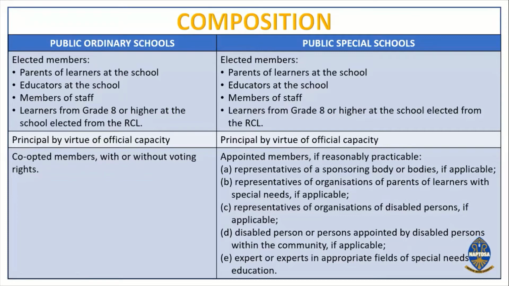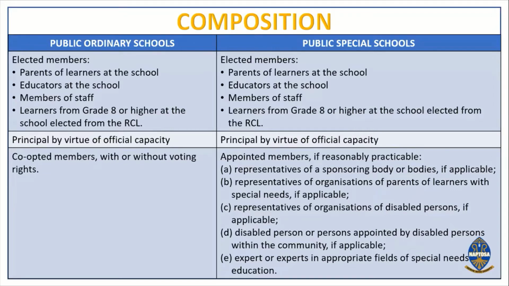And then you get co-opted members with or without voting rights in a public ordinary school. Now, a co-opted member is a member who is co-opted and decided upon by the governing body, who may be there to offer a specialized service or advice. For example, if security is a major need in your school and in your community that your school is set in, you may co-opt someone from the community policing forum or from police or security service that will be on the governing body to assist and make decisions and advise on security aspects, but they won't have voting rights.